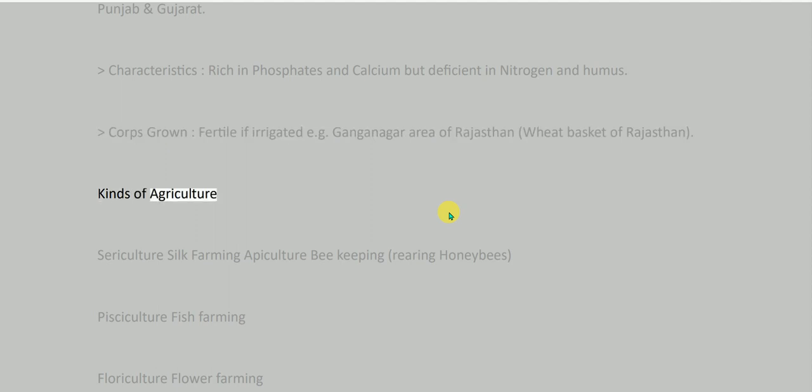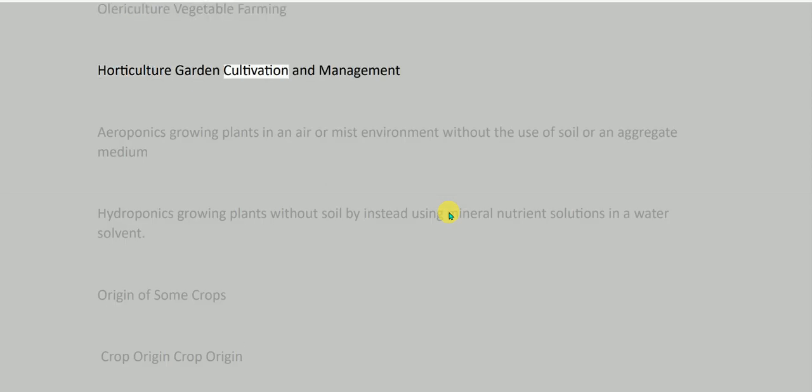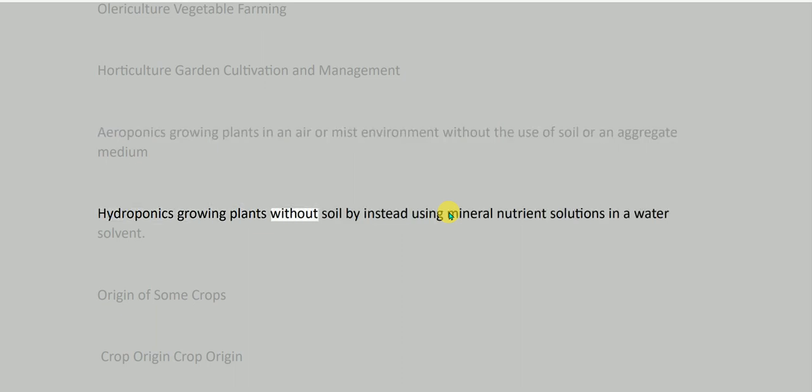Kinds of agriculture: sericulture, silk farming; apiculture, beekeeping, rearing honeybees; pisciculture, fish farming; floriculture, flower farming. Viticulture, cultivation of grapes. Vermiculture, cultivation of earthworms. Pomology, fruit farming; olericulture, vegetable farming; horticulture, garden cultivation and management. Aeroponics, growing plants in an air or mist environment without the use of soil or an aggregate medium. Hydroponics, growing plants without soil by instead using mineral nutrient solutions in a water solvent.